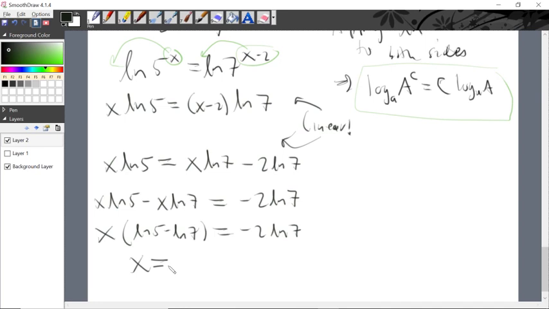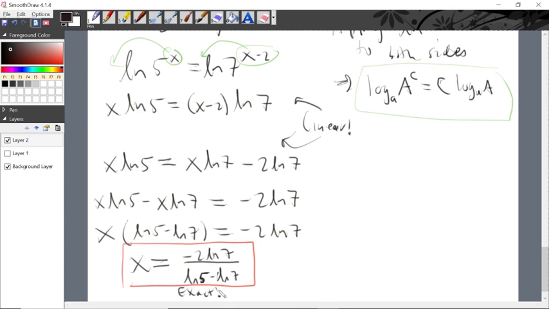So one way we can write this answer as an exact answer is to write x equals negative 2 times the natural log of 7 divided by the natural log of 5 minus the natural log of 7. Okay, and that would be an exact answer right there. The exact answer written this way.